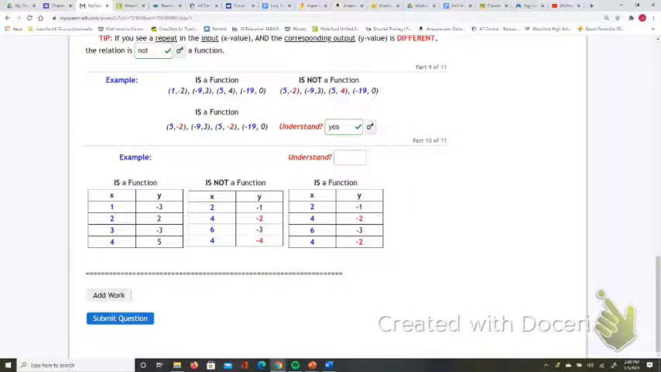Now look, this middle one is not a function. So when x is 2, y is negative 1. When x is 4, y is negative 2. When x is 6, y is negative 3. When x is 4, y is negative 4.